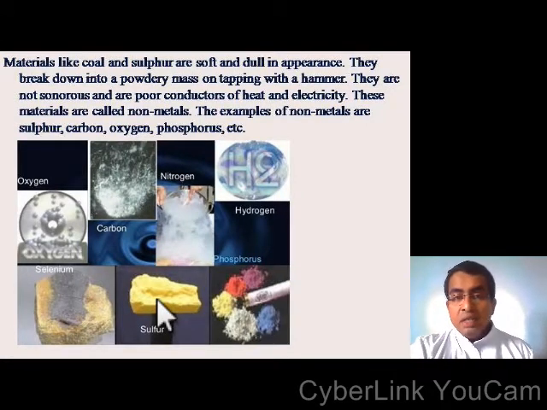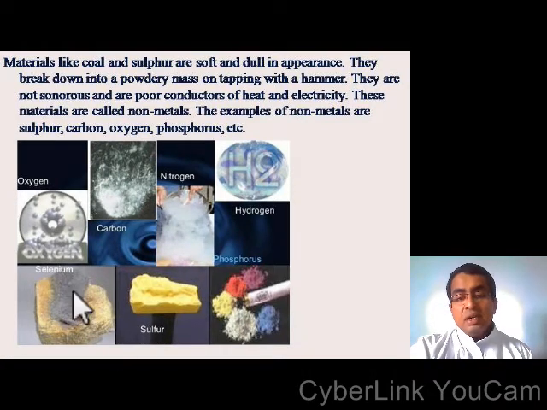Materials like coal and sulfur are soft and dull in appearance. They are not shiny. They break down into a powdery mass on tapping with a hammer. They are not sonorous and they are poor conductors of heat and electricity. These materials are called non-metals. The examples of non-metals are sulfur, carbon, oxygen, phosphorus, etc. You can see some of the examples: oxygen, carbon, selenium, sulfur, phosphorus, hydrogen, nitrogen.